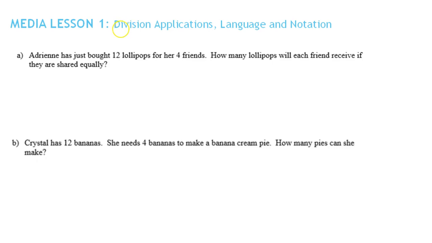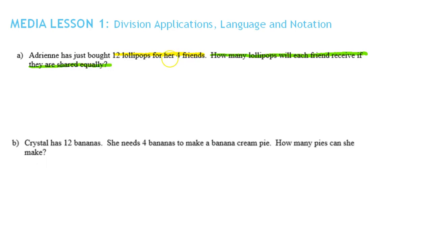In this example, we're going to look at division applications, language, and notation. So let's read the first question. Adrian has just bought 12 lollipops for her 4 friends. So that's given information, so I highlighted it yellow. I see the question coming, so I'm going to get the green highlighter to highlight our goal. How many lollipops will each friend receive if they are shared equally?